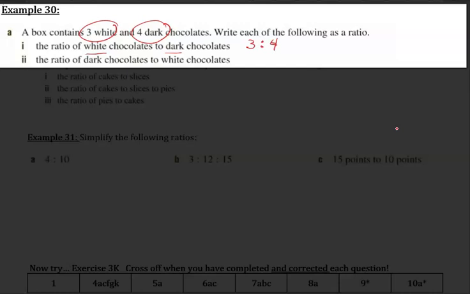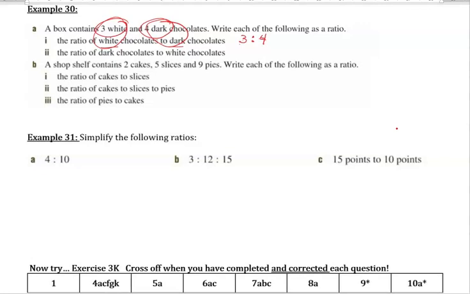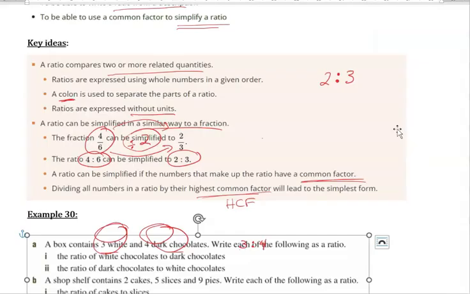Now notice that the only reason I wrote 3 first is because I know I have 3 whites and I have 4 darks. But notice this is not the same as 3 out of 4. It's not. In this case, I actually have 1, 2, 3, 4, 5, 6, 7. I actually have 7 chocolates. So a fraction is parts of the whole. This is a number of one to another related quantity.